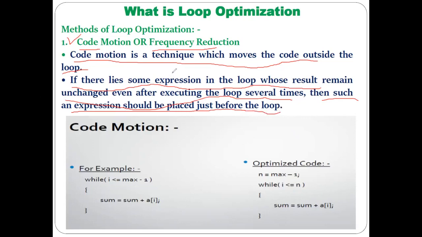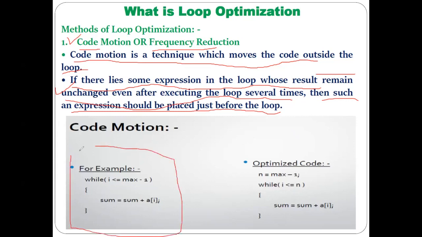What does it mean? If there is some expression inside the loop, and even if the looping is happening a number of times, the result of that expression remains unchanged, then there is no meaning in putting that expression inside the loop. We should move that expression outside the loop so that when the iterations happen, the processing of that particular expression can be avoided. Understood. Let's see the example.